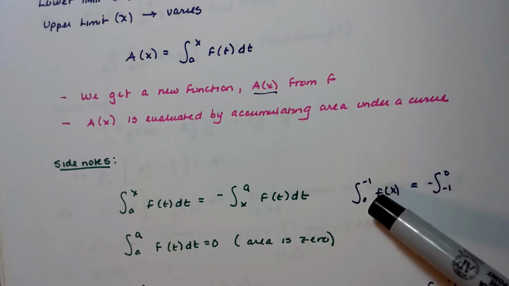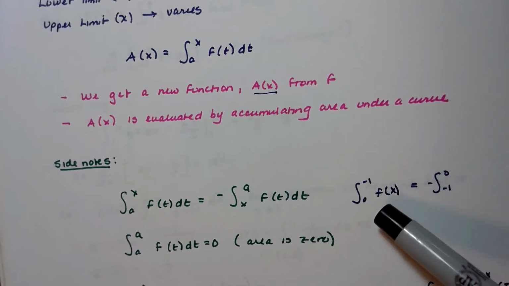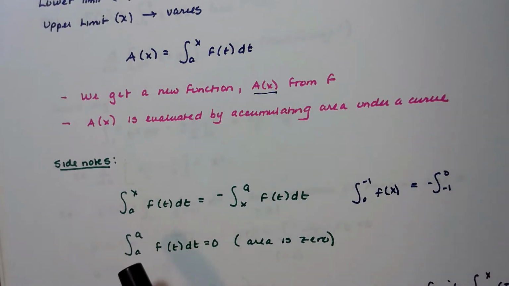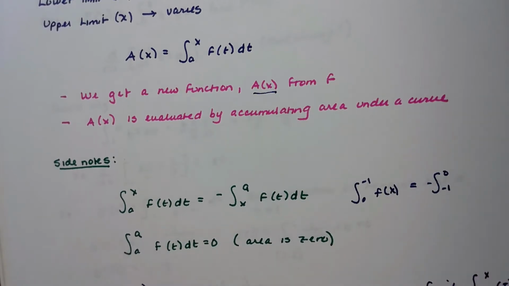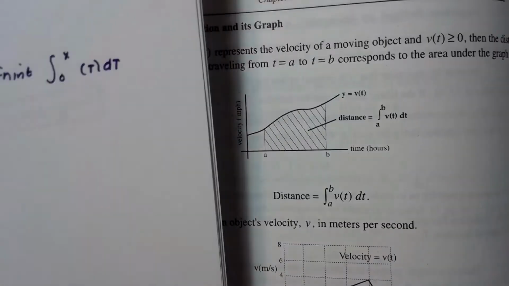Sometimes you'll get these weird integrals where the limits of integration are backwards. And when that happens, just flip them and multiply by a negative because these two things are equivalent. Okay. The other thing is an integral from a to itself of a function is 0. Why? Because we're talking about area under a curve, and the area from something to itself is non-existent, so the area would be 0.